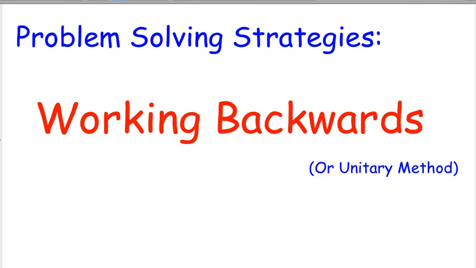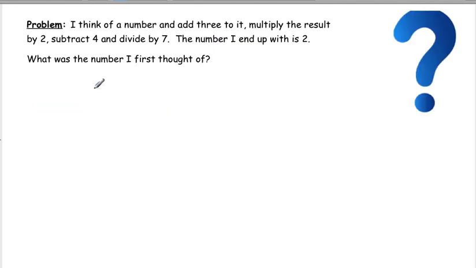Hello students, this is the last problem solving strategy podcast and we are looking today at working backwards, sometimes known as the unitary method. So here's an example. I think of a number and add 3 to it, multiply the result by 2 and subtract 4 and divide by 7. The number I end up with is 2. What was the number I first thought of?